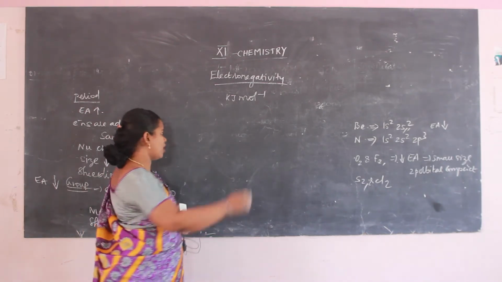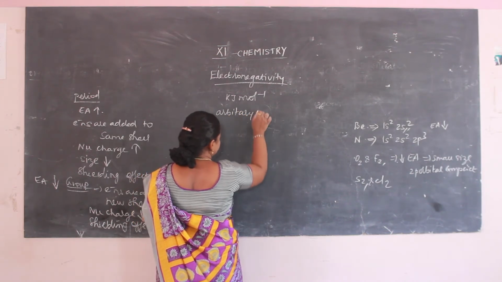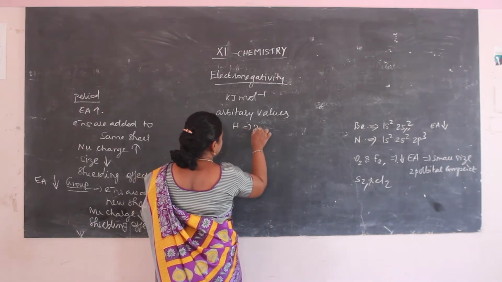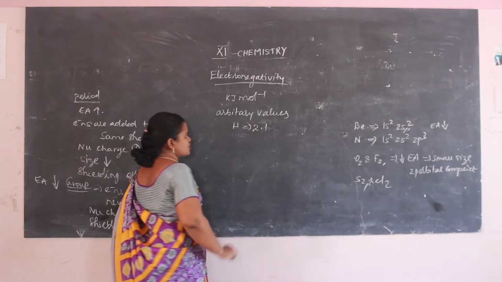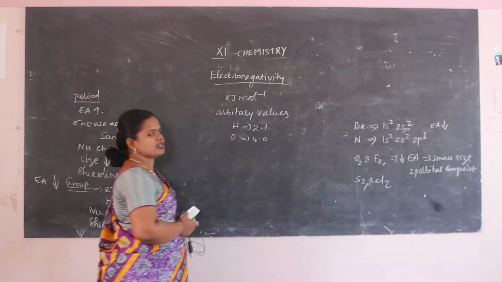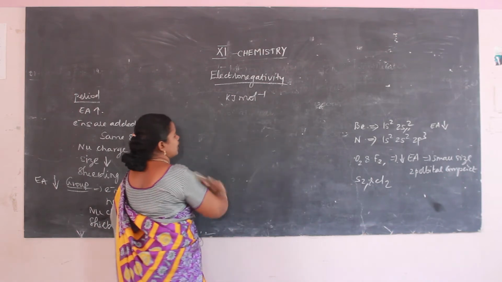For that, some arbitrary values are given. For hydrogen it is 2.1, and for oxygen it is 4.0. Some arbitrary values are given, and these arbitrary values are very much important for calculating the electronegativity.